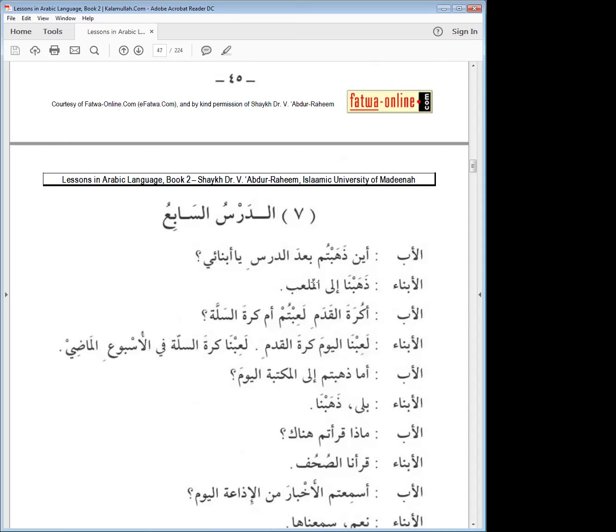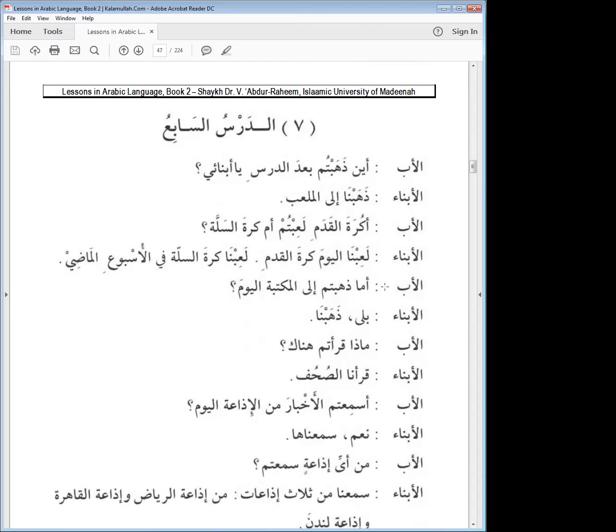All right. So Ad-Darsu Sabi'u, the seventh lesson. There's a conversation between the father and his sons, first of all, and later on, the daughter and the mother came into the conversation. First of all, the father is saying, Aina dhahabtum, where did you all go after lessons today? And the boy said, we went to the playground. So the father asked them, did you all play football or basketball? The boy said, we played football.